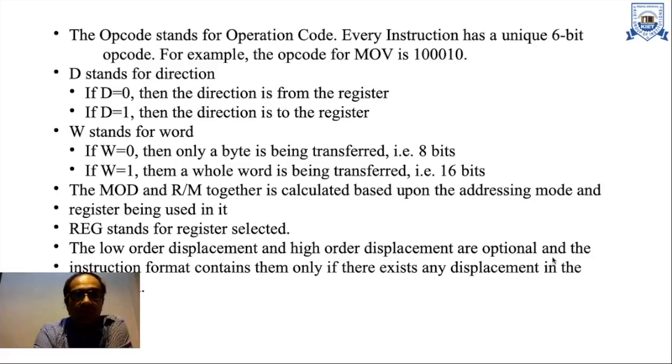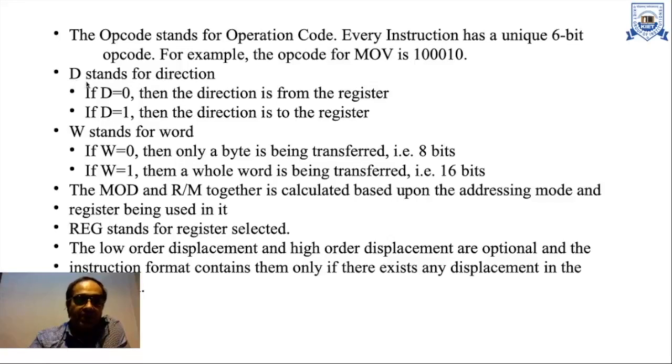Now let's talk about what actually is an opcode. The opcode stands for operation code. Every instruction has a unique 6-bit opcode. For example, the opcode for MOV is 100010, that comes to 6 bits: 1, 2, 3, 4, 5, 6. So this is the 6-bit format of the opcode.